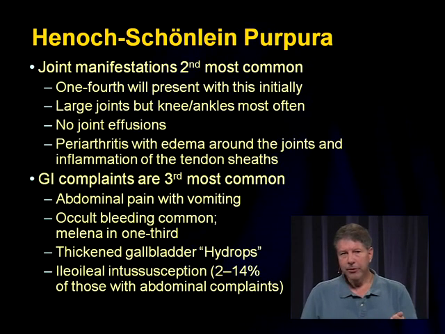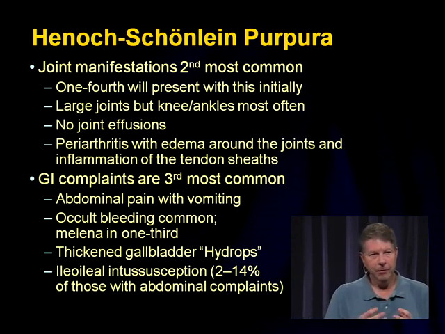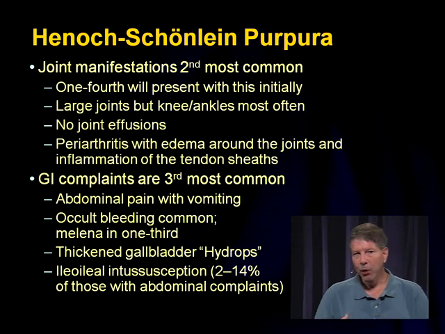Now the joints are next most common. That's why we're talking about it here. A quarter will present with the joint finding first, so with arthritis, okay? They won't have joint effusions though, okay? They won't have joint effusions. What they'll have is a periarthritis with edema around the joint. So the joint itself won't have fluid in it, but there will be edema around the joint.